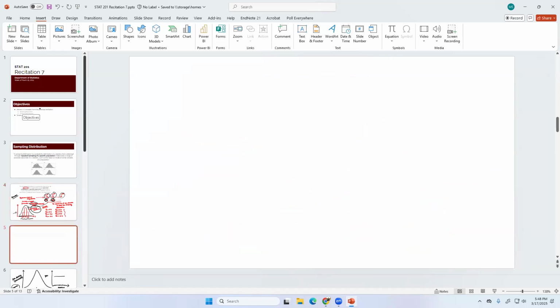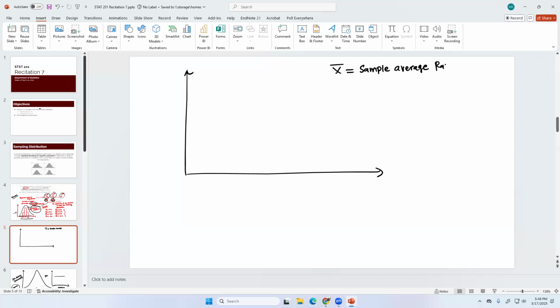So whenever you take a sample and calculate the sample average, it could be any value, right? So x bar, the sample average, is a random variable. What do I mean by a random variable? It can take different values. You take one sample of 100 people from College Station and ask for their average height. It will be different from another sample, right?